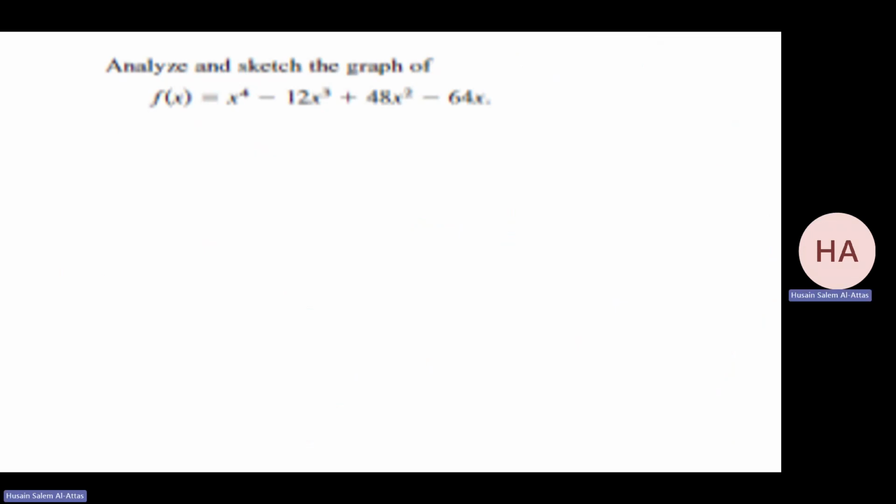Okay. I want to analyze just the graph of this function. Okay. Let us see what will happen for this function. Domain: all real numbers. Intercepts.